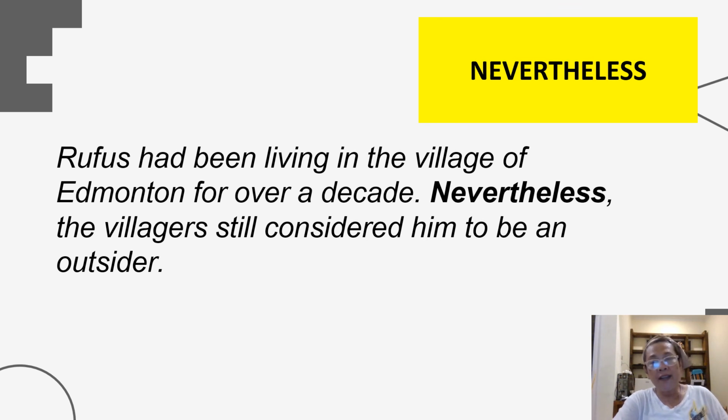Lalu berikutnya adalah nevertheless. Perhatikan kalimatnya. Rufus had been living in the village of Edmonton for over a decade. Nevertheless, the villagers still considered him to be an outsider. Ya, menyedihkan ya, 10 tahun tinggal tapi masih dianggap orang luar ya. Okay, so that is the way you use nevertheless.